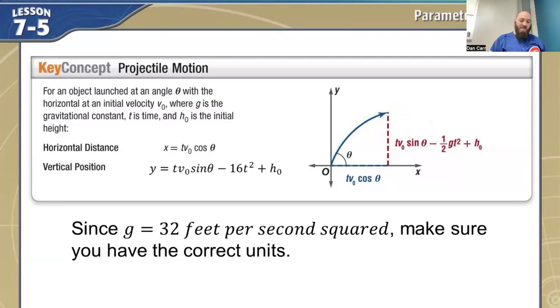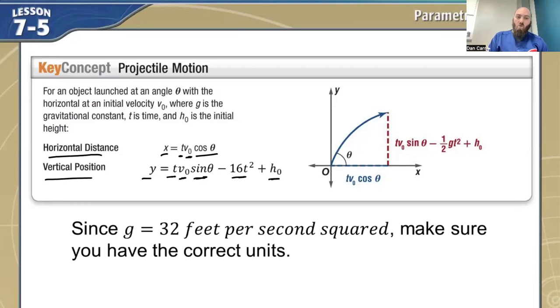Okay. So now the idea here is that depending on how we launch and on the angle, we can model both the horizontal distance and the vertical position as a parametric curve. In the x direction, it is going to equal t times the initial velocity times the cosine of theta. In the y direction, it's t times the initial velocity times sine theta minus 16t squared plus h of 0, which is our initial height.